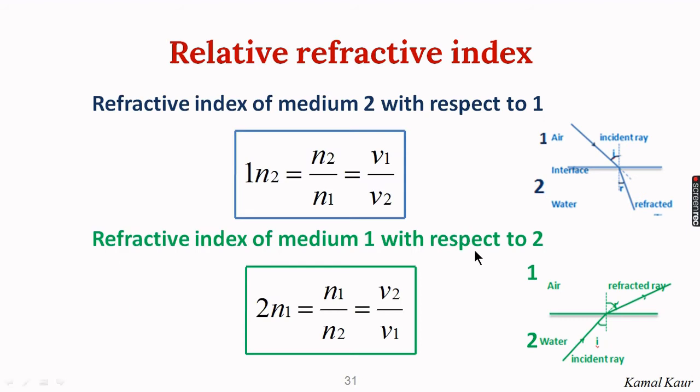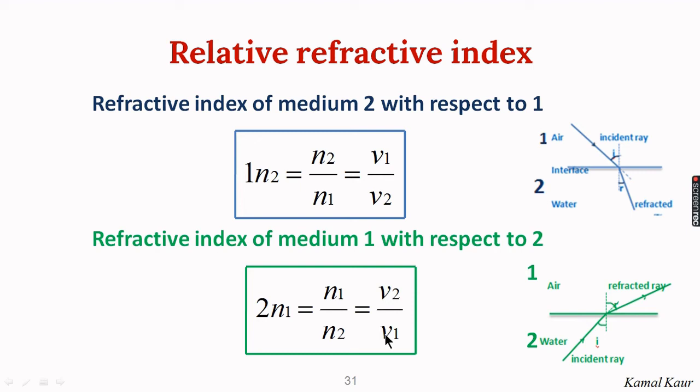So we have just seen that if the refracted ray is in medium 2, we find the refractive index of medium 2 with respect to 1. But if the refracted ray is in medium 1, as we can see in this figure, now we will find the refractive index of medium 1 with respect to 2. So it will be equal to the refractive index of medium 1 divided by the refractive index of medium 2, which will also be equal to v2 upon v1.